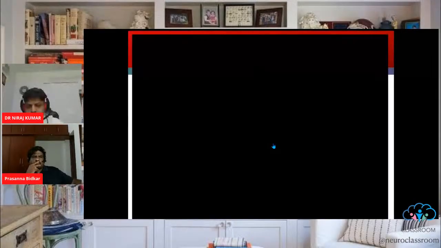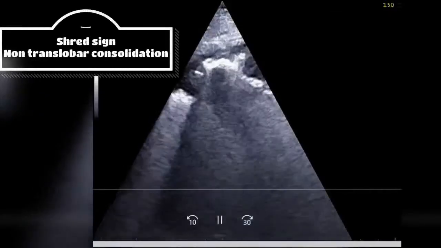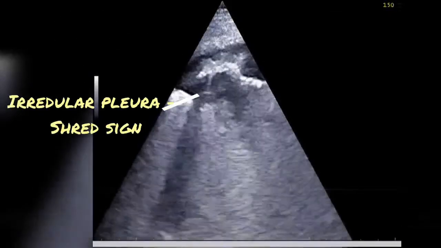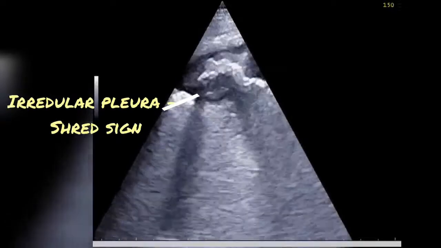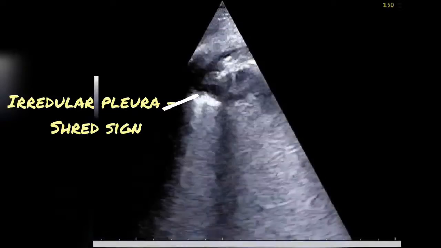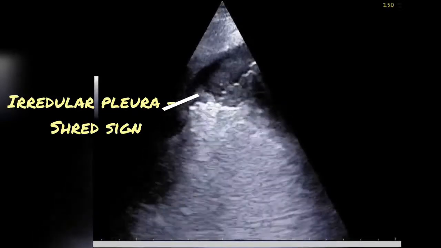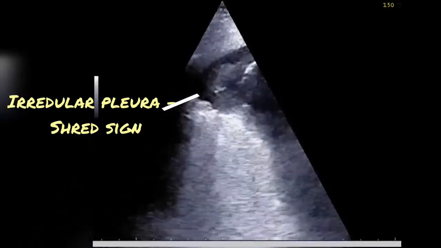Can you run the video again, because this is very important. This is non-translobar type of consolidation characterized by a shred sign. Here the pleural border between the consolidated lung and the aerated lung is irregular or shredded.